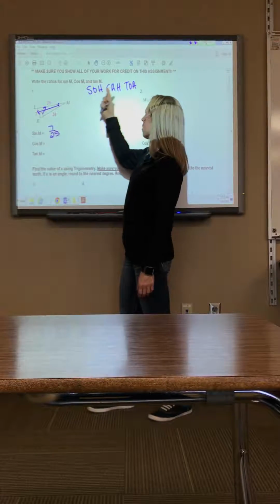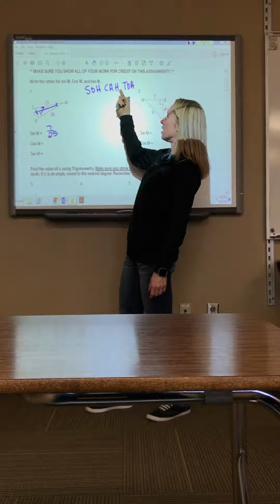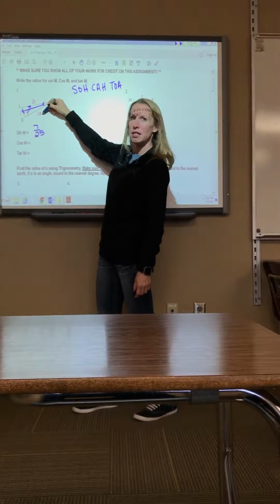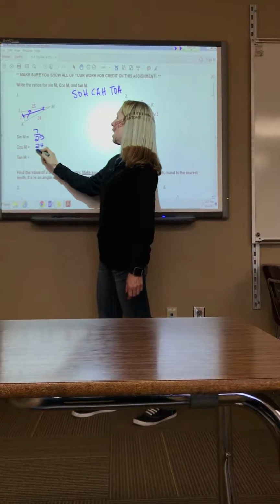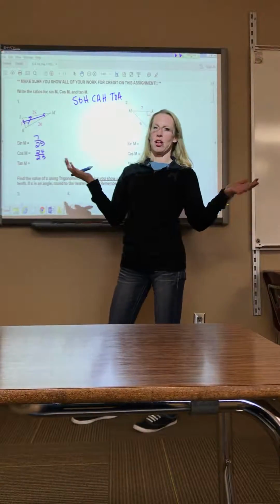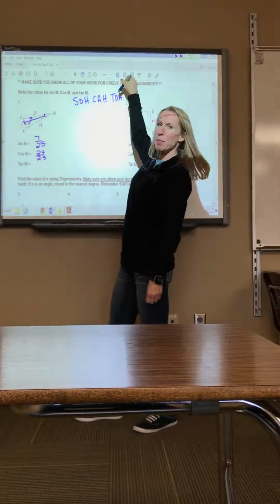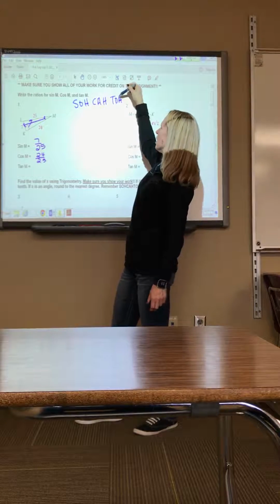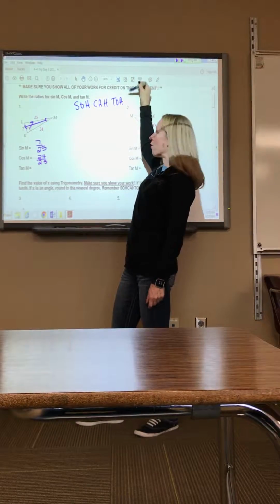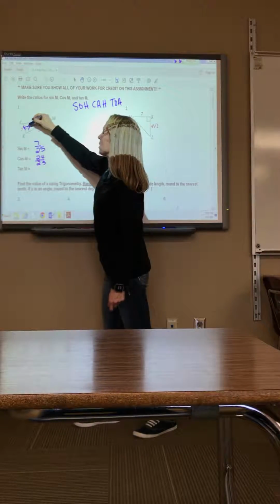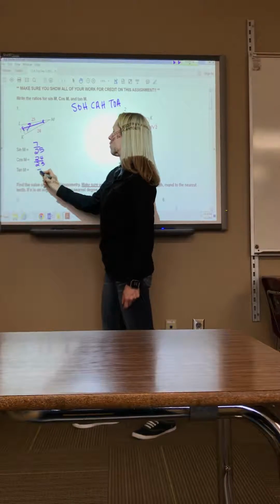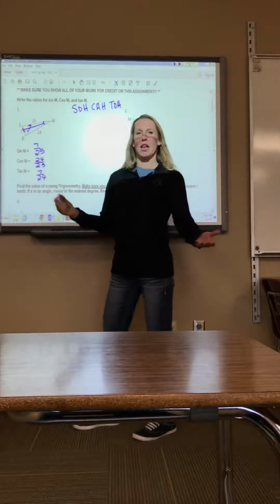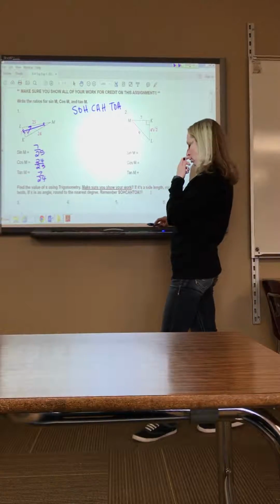So cosine of angle M, remember cosine is adjacent over hypotenuse, so the adjacent side is 24, hypotenuse is 25, that's all I want. Tangent, remember, no hypotenuse. So I just want opposite over adjacent, so the opposite is 7, the adjacent is 24. You're not using the hypotenuse. So you'll do the same thing on number 2.